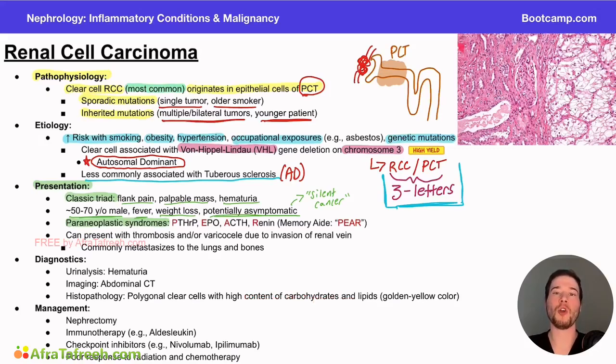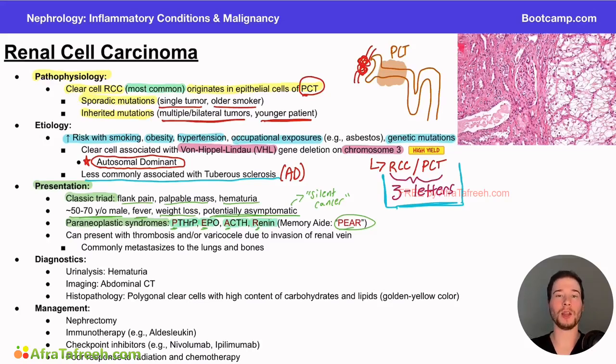So that is to say we have hormones released, we have various substances that come from the tumor itself and that display themselves as a variety of different presentations for the patient. And a memory aid that we use for this is to remember PEAR for paraneoplastic. So it's P-E-A-R, PEAR, to remember that these patients can develop high levels of PTHrP, EPO, ACTH, and renin.